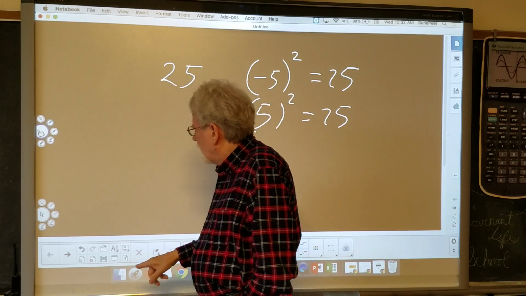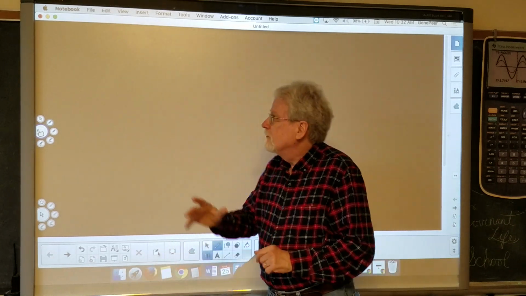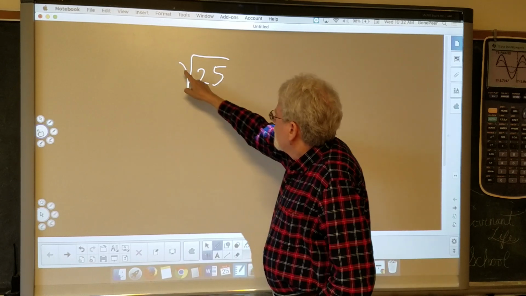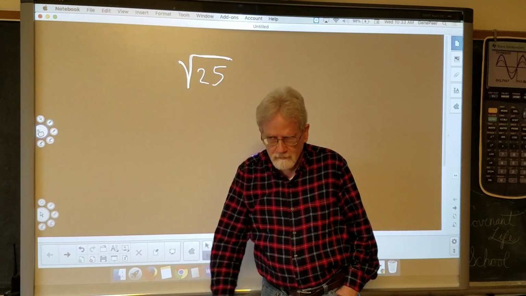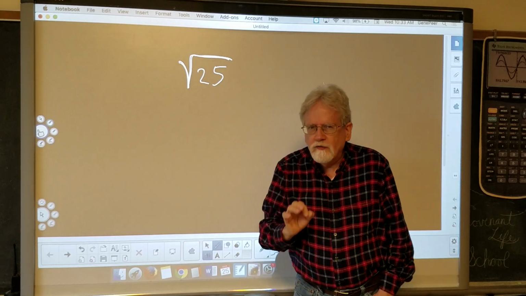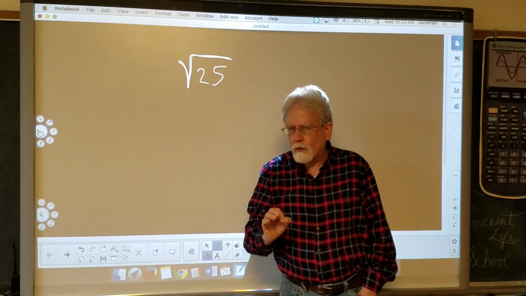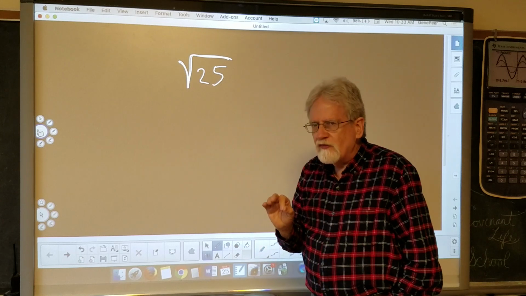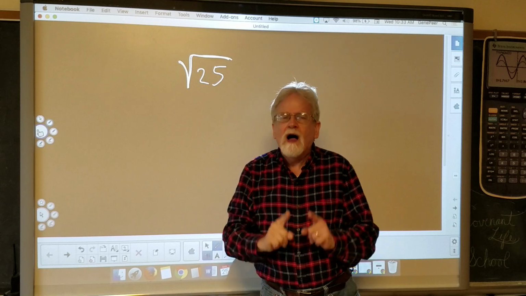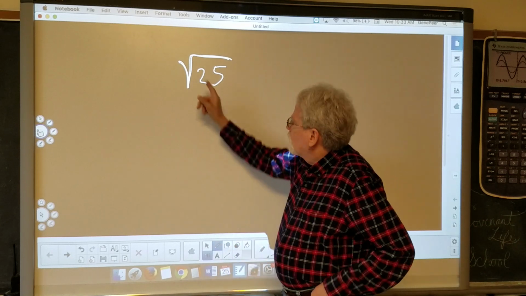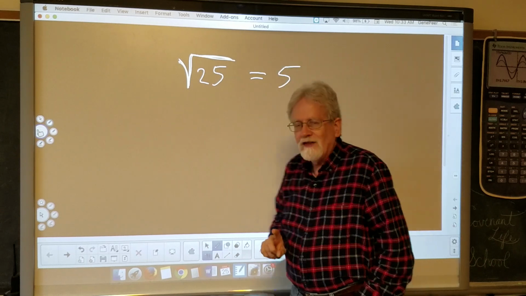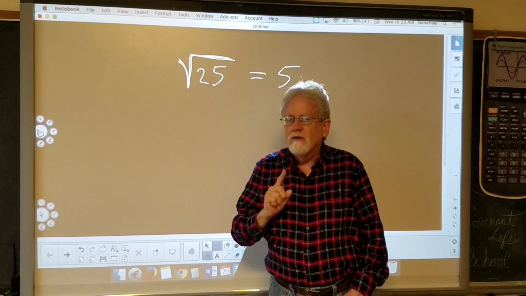But now, to simplify things, consider this symbol. It's called a radical sign. I'm sure you've heard that before. The radical sign is going to be used to indicate the principal square root. The principal square root is the positive square root. So when we use this symbol, the square root of 25 is only 5. It is not 5 or negative 5, it is simply 5.